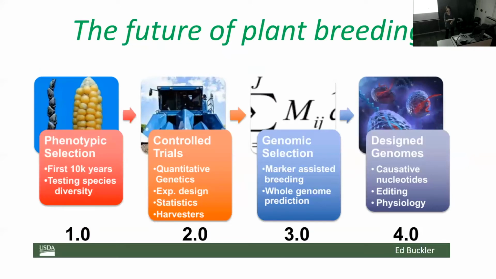So this is one of Ed's slides. I've stolen this one. And so he talks about breeding 1.0, phenotypic selection, controlled traits 2.0 with QTLs. We're here, genomic selection in 3.0. This 4.0 is really exciting. There's a whole bunch of technologies happening in this space. And it's really going to change how we do plant breeding in terms of discovery.